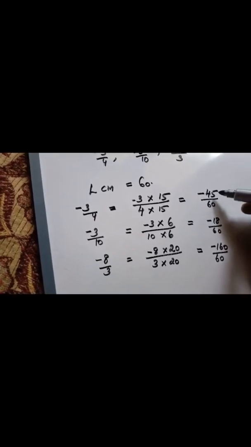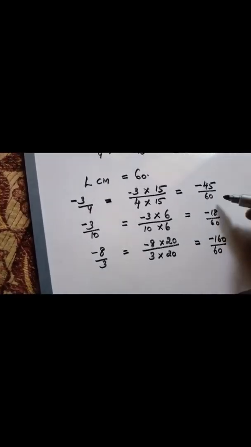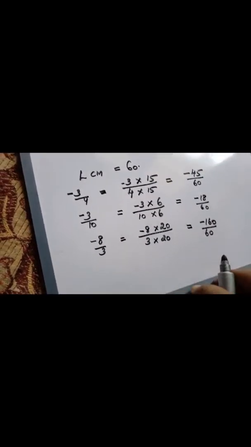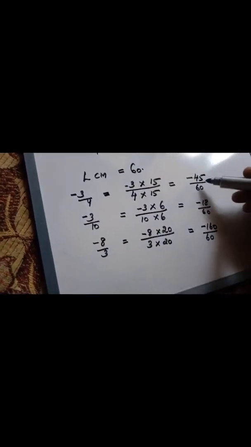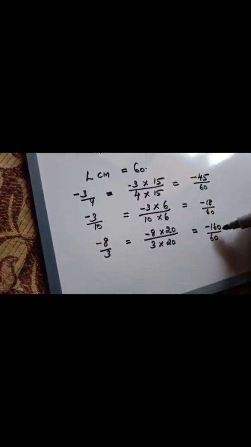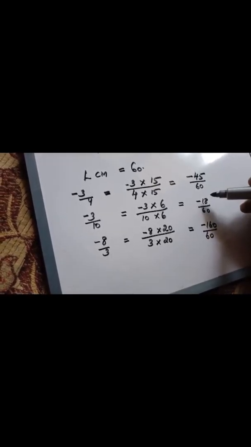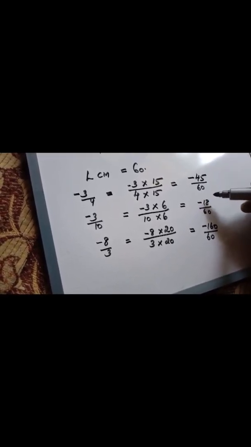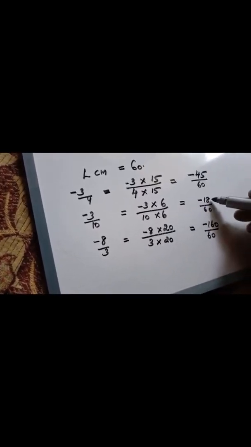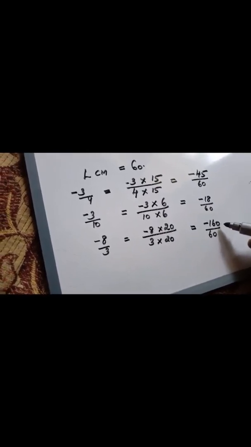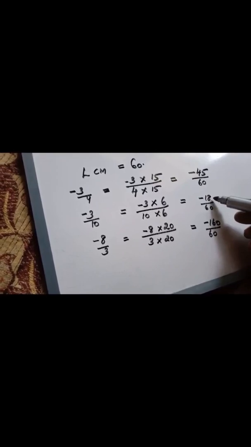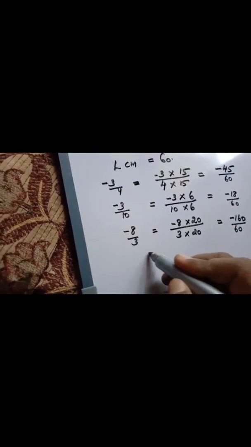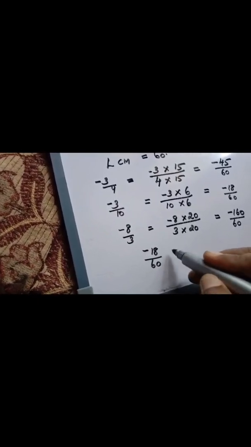Now we can see that all the three rational numbers have a common denominator 60. Now we have to compare. We know that when rational numbers have the same denominator, we can compare the numerators. And whichever numerator is bigger, that rational number will be bigger. Now here minus 45, minus 18 and minus 160 are the numerators. And here we can see that minus 18 is greater than the other two. Hence, minus 18 by 60 will be greater than the other two. So minus 18 upon 60 is the greatest among the three rational numbers.